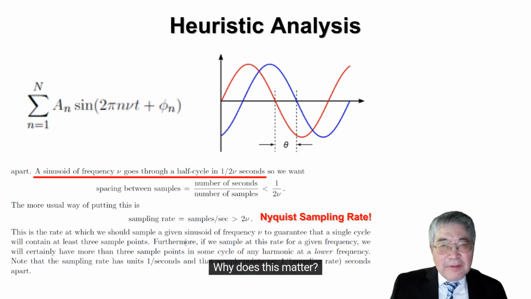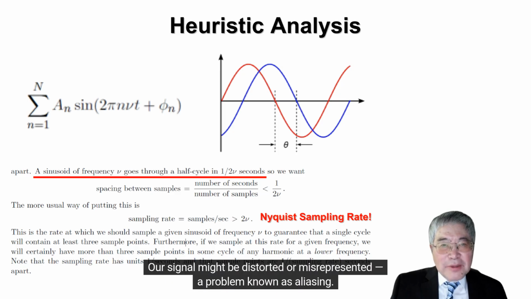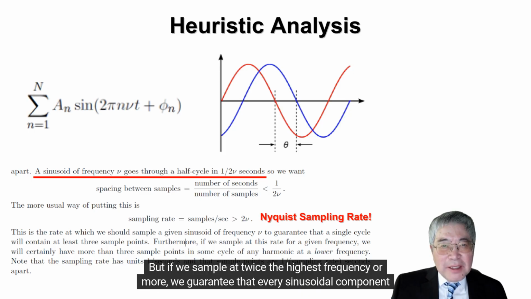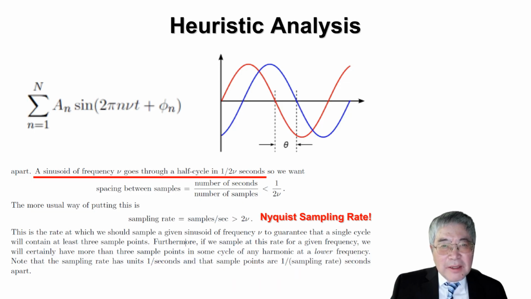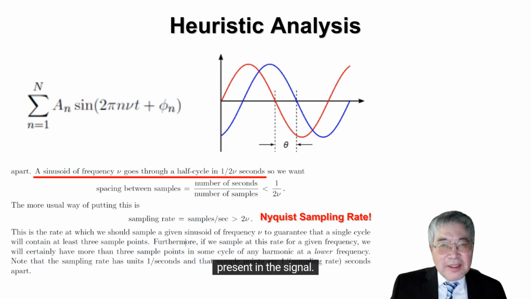Why does this matter? Because if we sample below this rate, we risk losing information. Our signal might be distorted or misrepresented, a problem known as aliasing. But if we sample at twice the highest frequency or more, we guarantee that every sinusoidal component is accurately captured. So the Nyquist rate gives us a fundamental guideline: sample fast enough to resolve the highest frequency present in the signal.